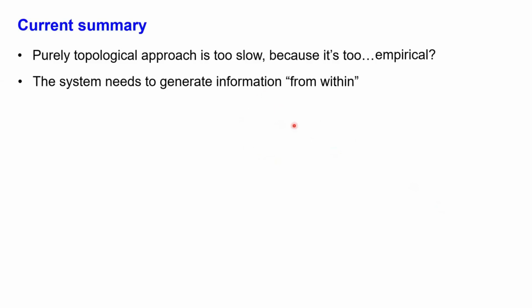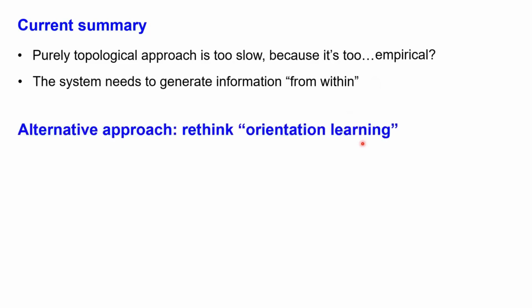That's an oversimplified picture, and we're arriving at this conclusion based on purely mathematical analysis. The system has to generate information from within for us to produce a meaningful model of how the whole process can take place. So we need to rethink orientation learning somehow.